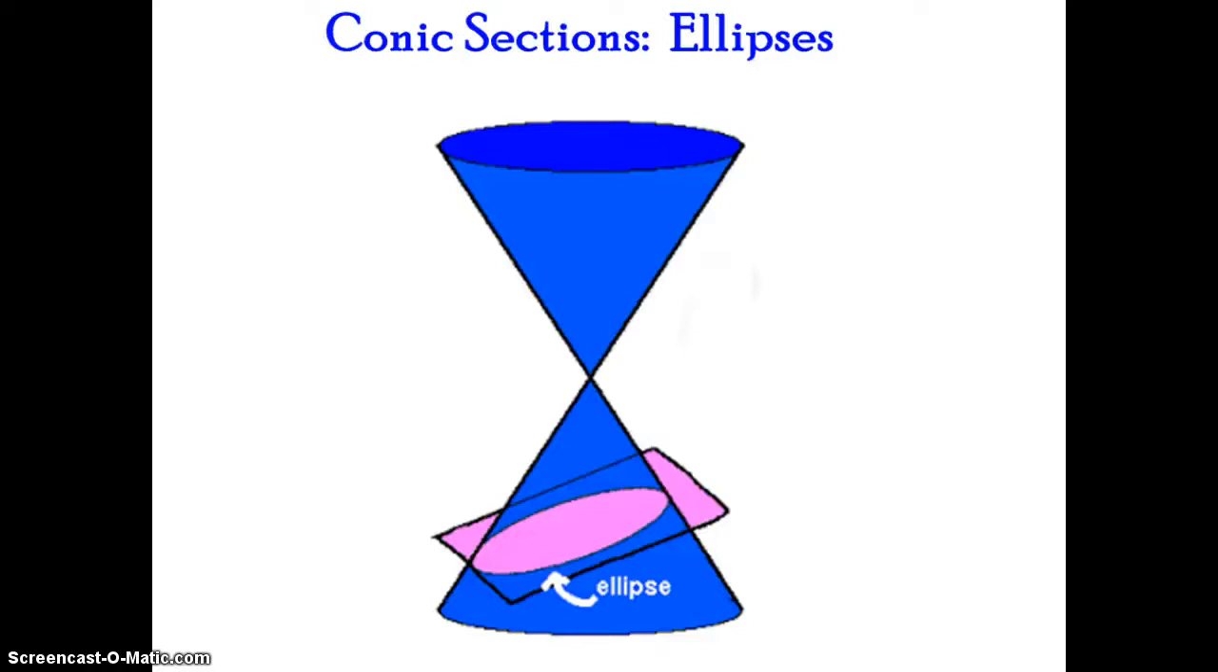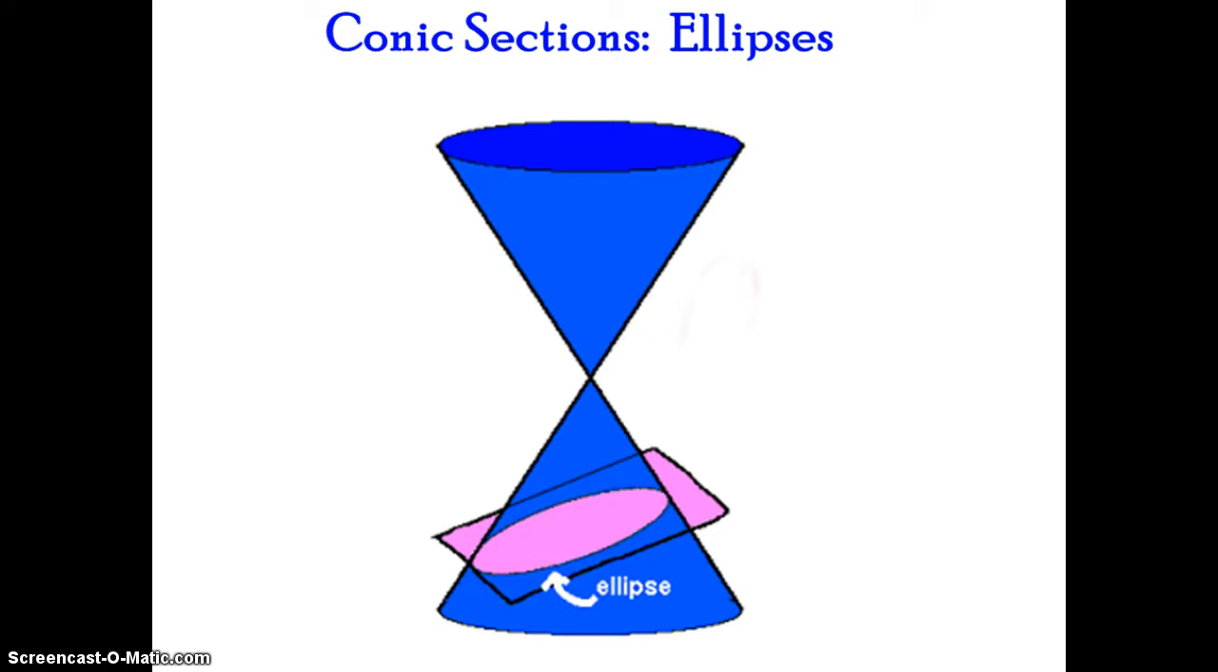Hi, it's Miss Young. Welcome back to part 3 of the Conic section series. This time I will discuss ellipses, features of the curve itself, as well as how to write an equation, and then how to graph the resulting curve based on that equation.